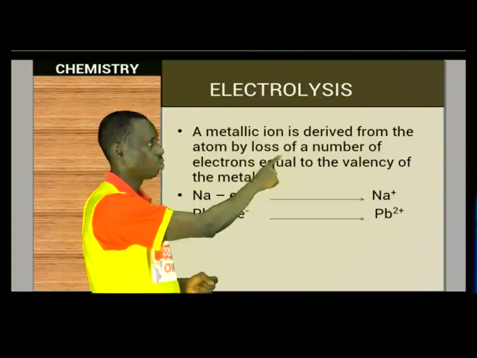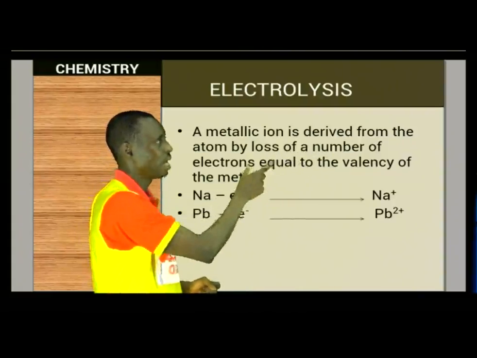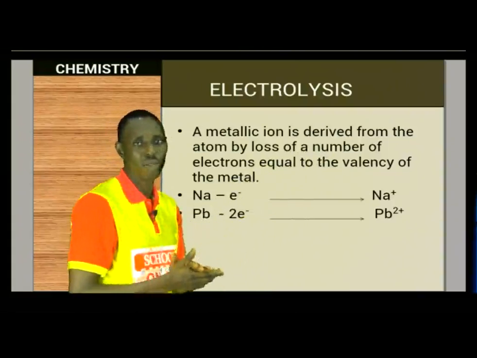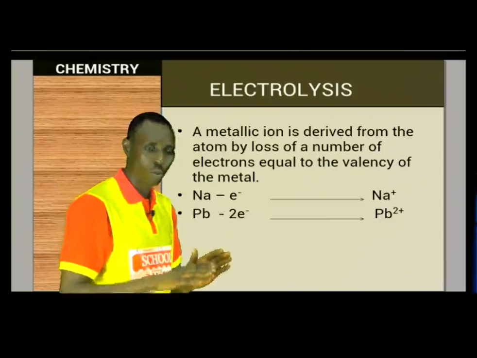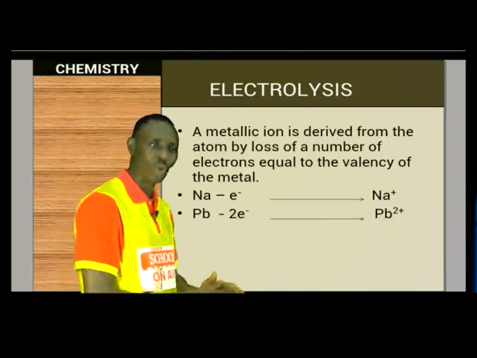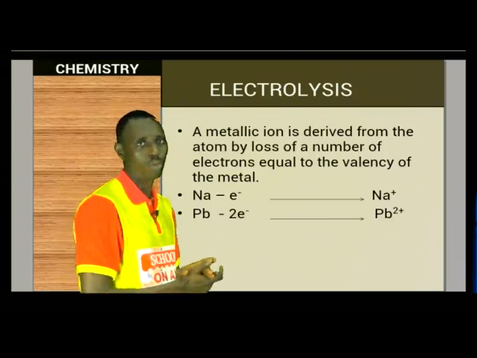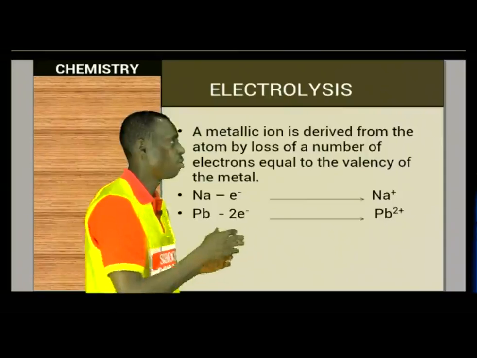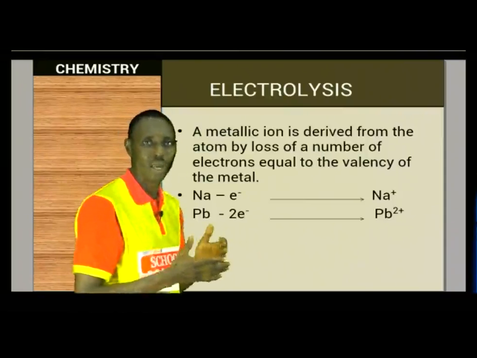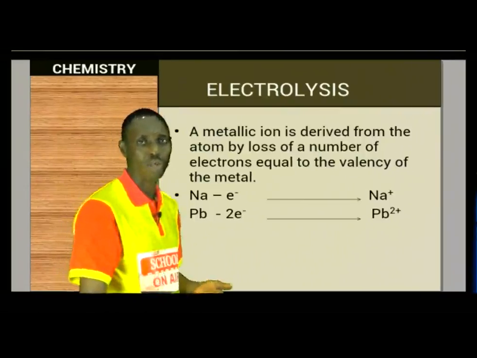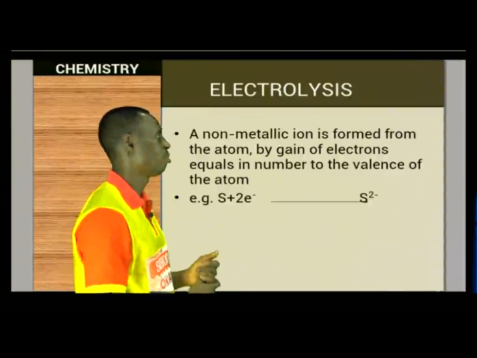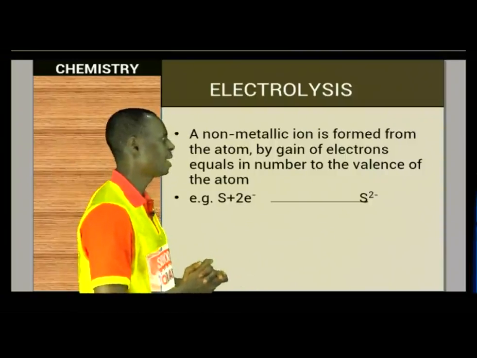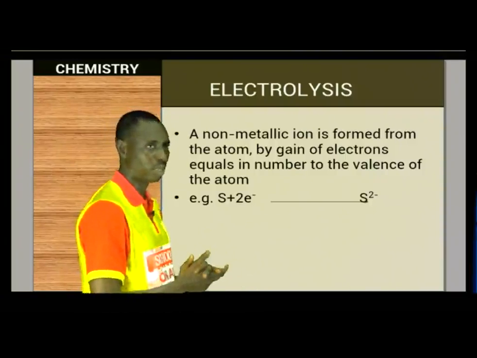So a metallic ion is derived from the atom by the loss of a number of electrons equal to the valency of the metal. The metal will lose electrons equal to its valency to attain the pseudo-noble gas structure, and by attaining that pseudo-noble gas structure, it is going to form its metallic ions. So in the case of metals, the loss of electrons is important for them to form their ionic form. But in the case of non-metals, this is not the case.